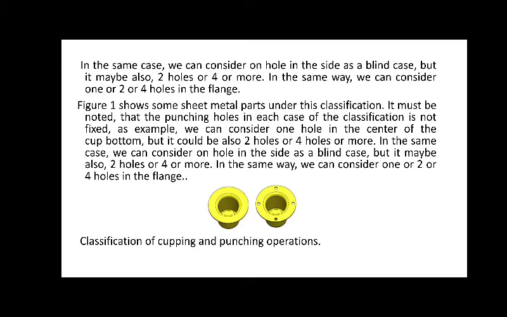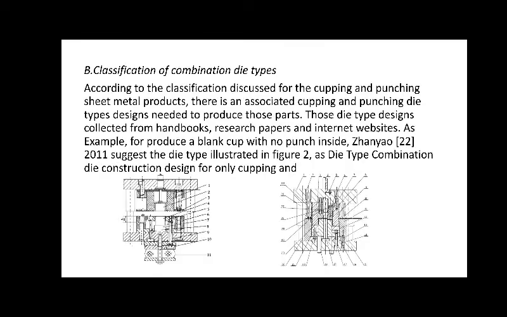In this figure, it's showing classifications of cupping and punching operations. Classification of combination die types. According to the classification discussed for the cupping and punching sheet metal products, there are associated cupping and punching die type designs needed to produce those parts. Those die type designs were collected from handbooks, research papers, and internet websites. As an example, to produce a blank cup with no holes inside.